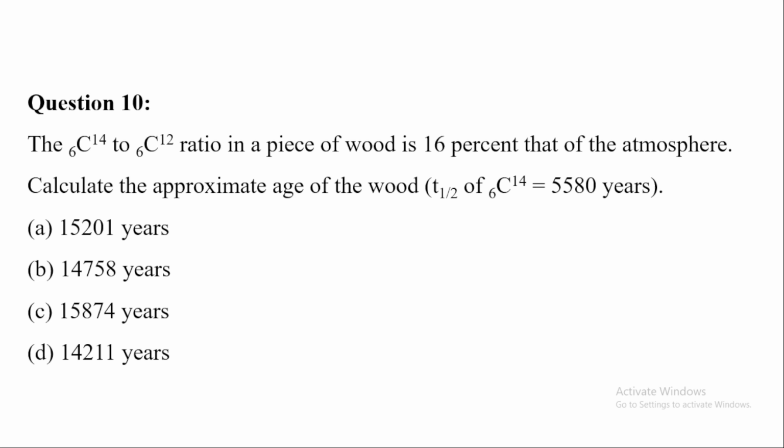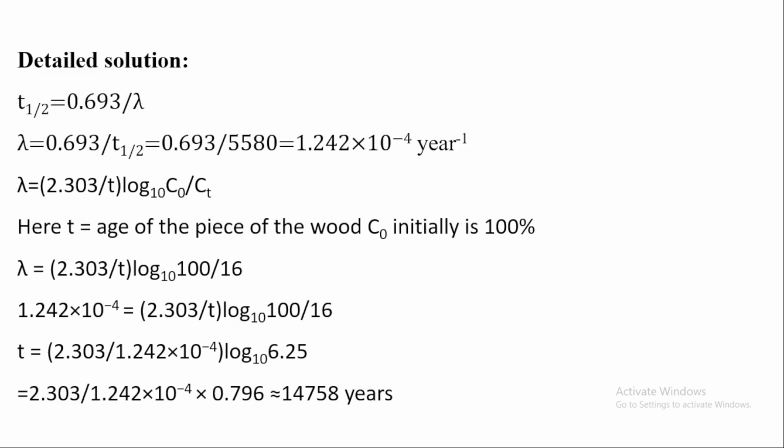So again, it's a similar question. You have the ratio given, you have the T half given, so you can find the decay constant from the T half first, and then you can calculate the initial amount of the element, and then you can calculate the age. So let's see how to solve this.